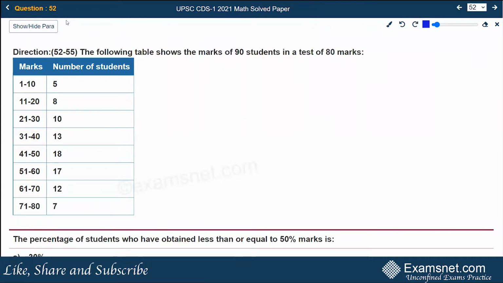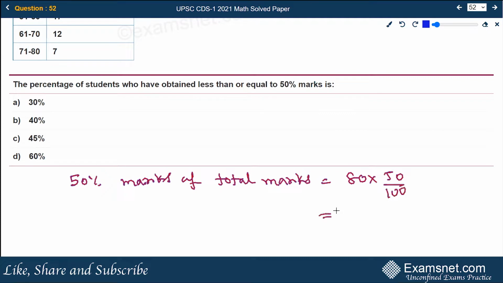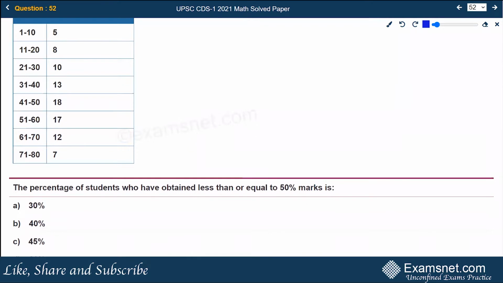In question number 52, we are given a table showing the marks of 90 students in a test of 80 marks. The total is 80 marks. The first question is the percentage of students who have obtained less than or equal to 50%. Now first compute 50% of the total marks, that is 50% of 80, which is obviously 40 marks. Now we have to check how many students scored less than or equal to 40.